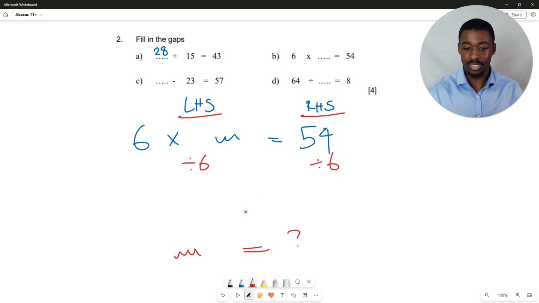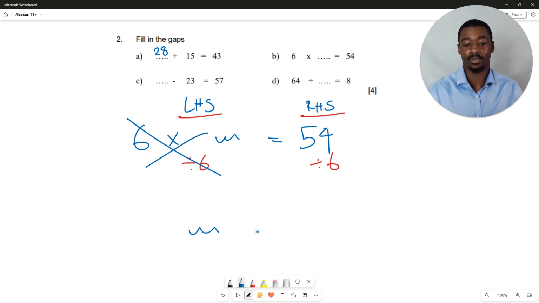So we divide both sides by 6. On the left-hand side, these two cancel. So we're left with our squiggly line. On the right-hand side, we have 54 divided by 6, which is 9. So here our gap is 9, and we should be getting the hang of this now.